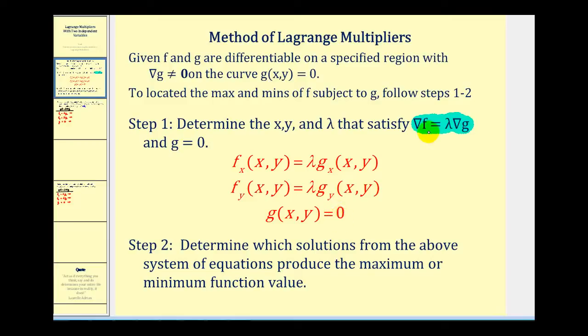So the idea behind Lagrange multipliers is that we will have a max or min value when the gradient of f is a multiple of the gradient of g, meaning these two vectors would be parallel where a max or min value occurs. So once we determine x, y, and lambda, step 2 will be to determine which of the above solutions produce a maximum or minimum function value. Let's take a look at the geometry behind this before we look at an example.